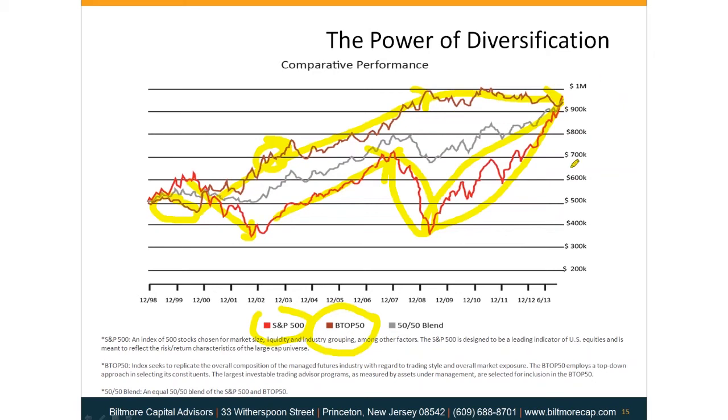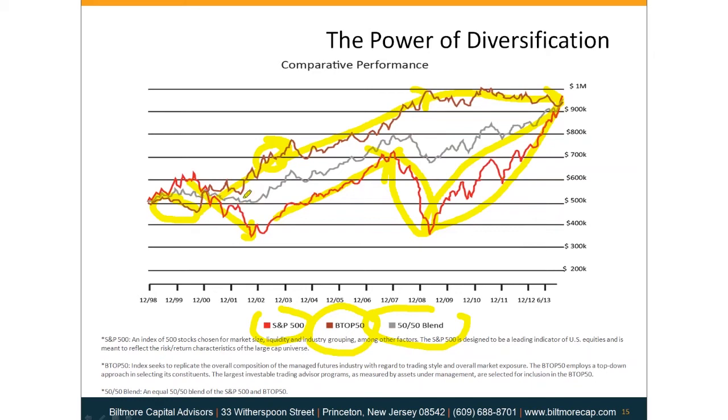The thing that I like most about this diagram, and really the reason that we ought to be thinking about getting involved in these sorts of investments, is this gray line in the middle. The gray line in the middle is a 50-50 blend between the stocks and the managed futures. And what that means is it shows you what would have happened if you'd put your money in each investment, half in managed futures, and half in the stock market.